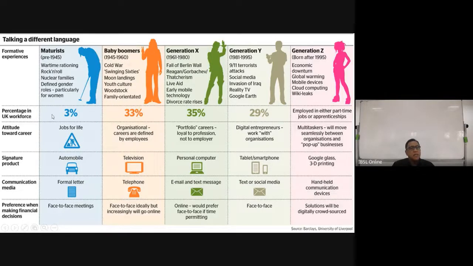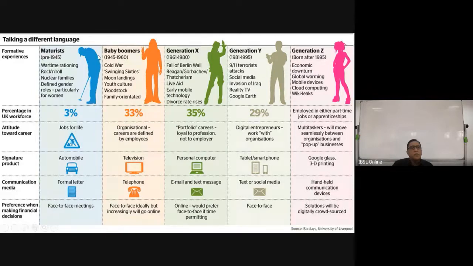The percentage in the UK workforce, according to UK statistics, from Barclays University: out of the workforce, 33 to 35% is the baby boomers generation. So depending on the classification, their behaviors also can differ.